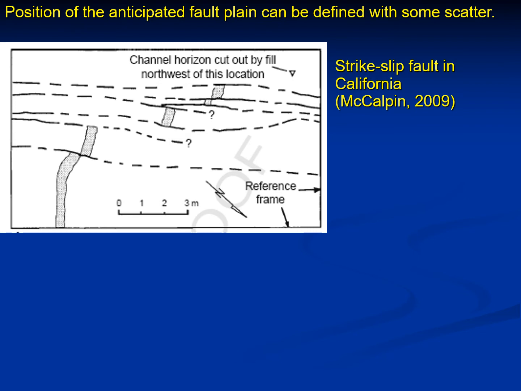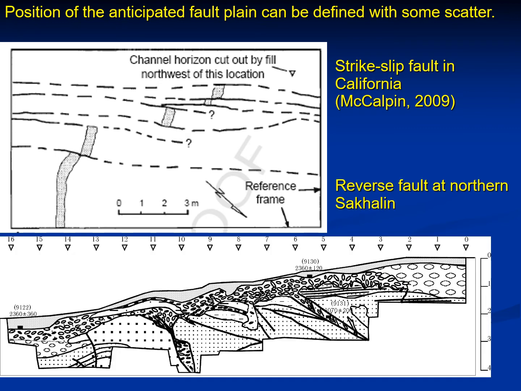Now, position of the anticipated fault plane. I must say that it always can be defined with some scatter. Here is an example of a strike-slip fault in California, again from McCalpin's paleoseismology, where rupturing planes occurred within a narrow zone of about 4 or 5 meters. Here, it is a reverse fault at northern Sakhalin, and again, rupturing events occurred along some fault planes within, say, a 10-meter wide zone.